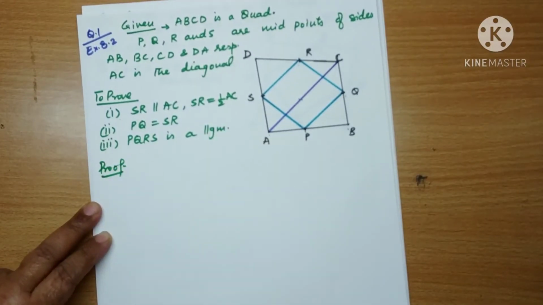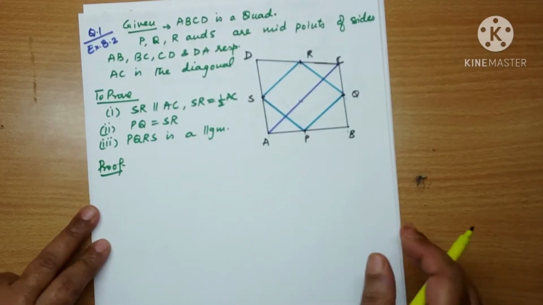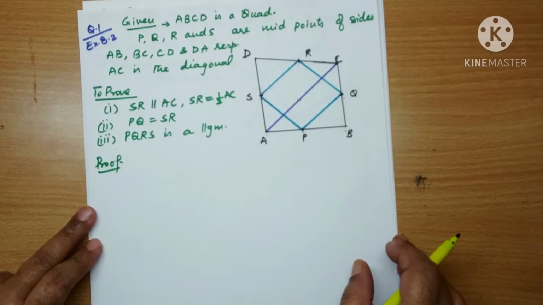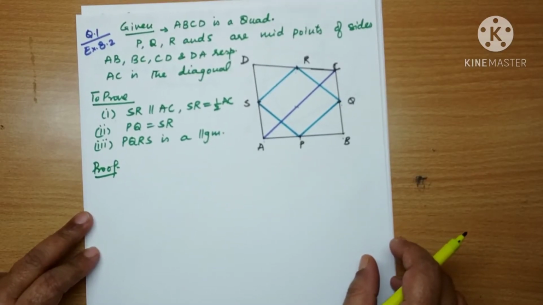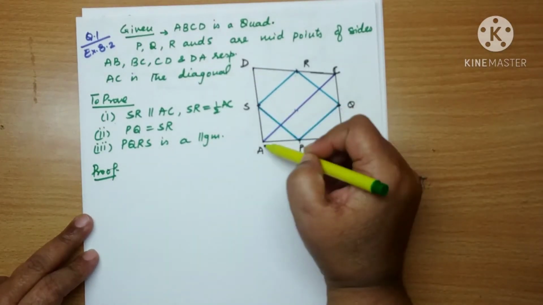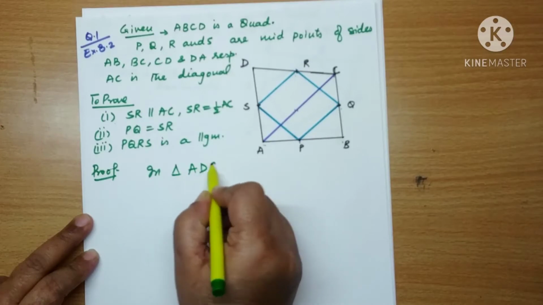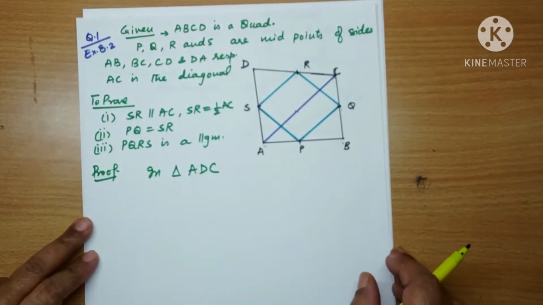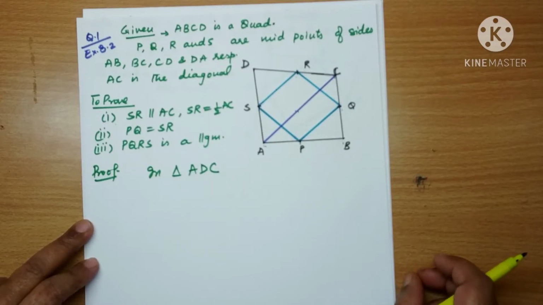We know, children, parallel and half: this result comes from the midpoint theorem. And the midpoint theorem is applicable in a triangle. So first of all, a triangle. See this triangle ADC. In triangle ADC, now remember what the midpoint theorem says. The midpoint theorem states that in a triangle, the line segment joining the midpoints of two sides of a triangle is parallel to the third side and is half of the third side.